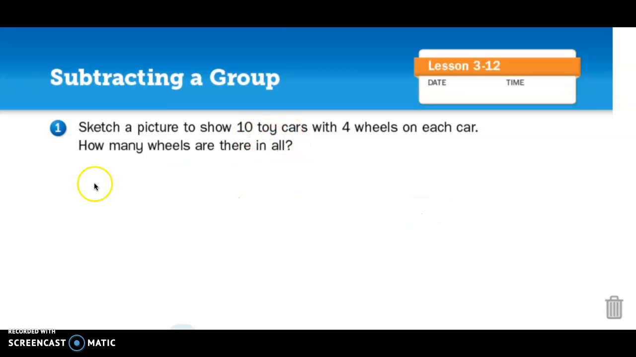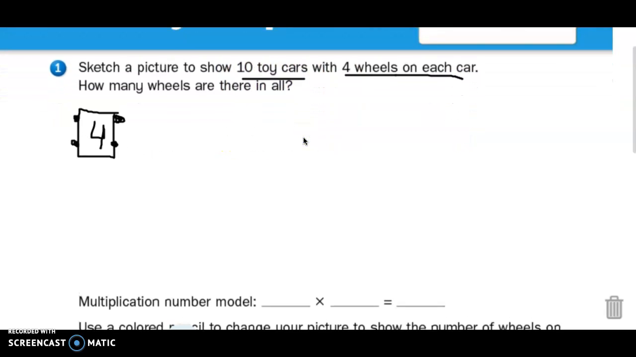So 10 toy cars. Let's imagine this is one toy car. And there's 4 wheels on a car. That makes sense. So maybe you draw your wheels over here and over here, front and back and front and back. And I say there are 1, 2, 3, 4 wheels. Now this is just one car, and there's 4 wheels on each. So we need to draw 10 cars. Go ahead, put me on pause, draw your picture.